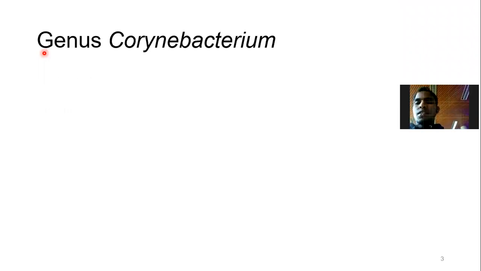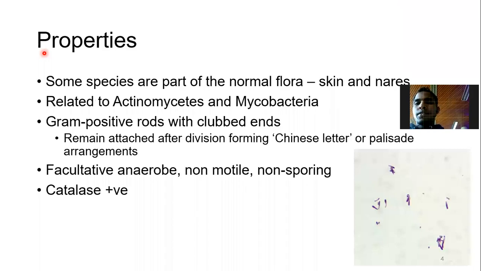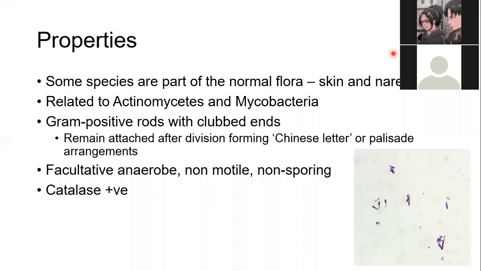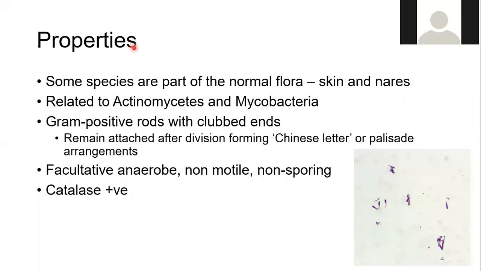Starting off with the genus Corynebacterium. Some of the species in this genus are part of the normal flora, mainly of the skin and the nose. The microorganisms tend to have some relation to the genus Actinomycetes and Mycobacterium. They are gram-positive rods and tend to be club-shaped, similar to a baseball bat. One end is tapering off, but the other end has a club shape.